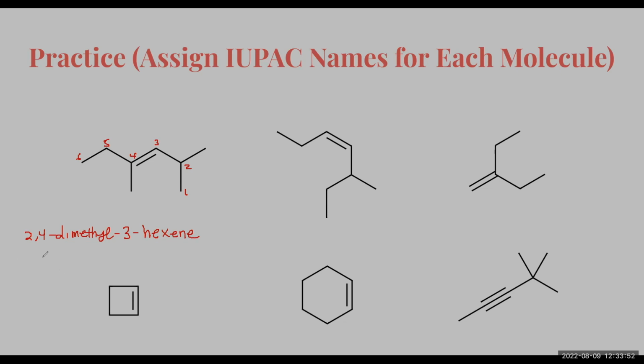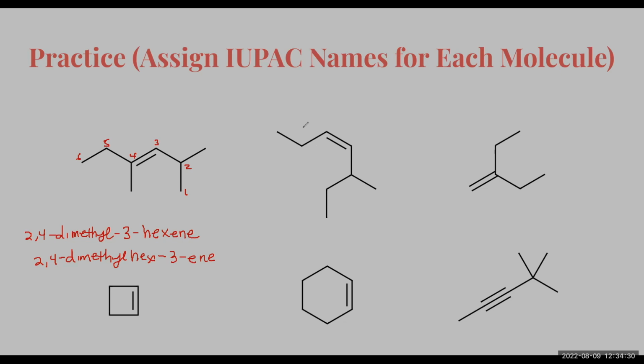There's actually another way you could write this compound. You could also write it as 2,4-dimethyl, and then hex, and then 3 to indicate that's where the alkene is: hex-3-ene. This is an alternative way to write that compound, but they represent the same thing.